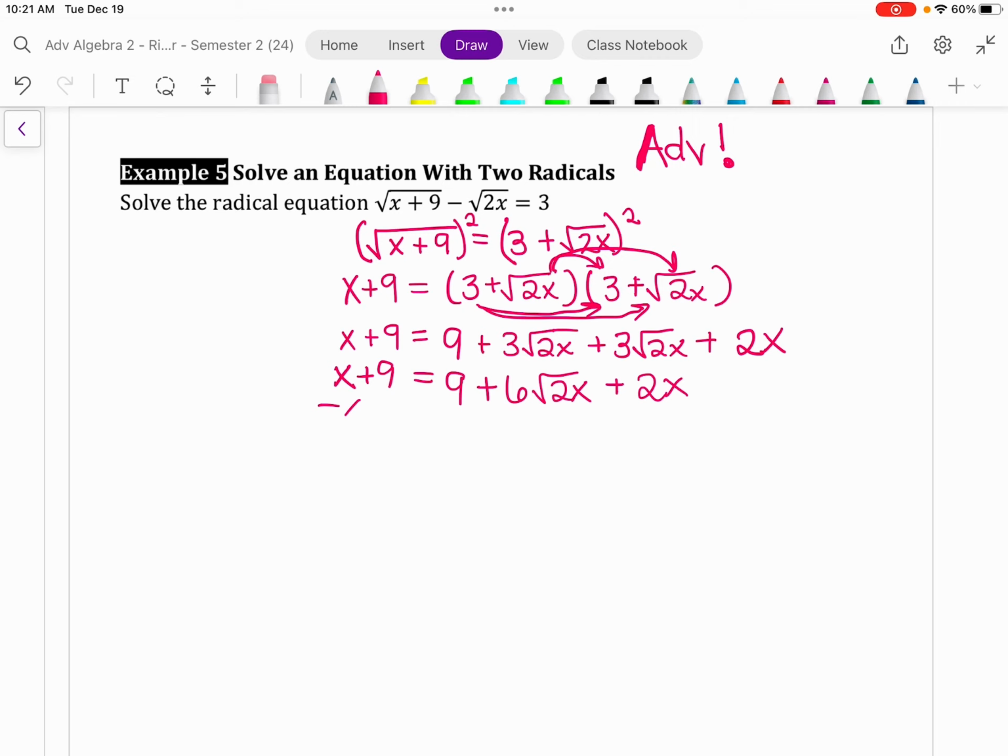Okay, I can subtract x. And then I can subtract 9. So subtracting 9 makes that go away. So I have 6 square root of 2x plus x. All right, so then I would have negative x equals 6 square root of 2x. Okay, then I am going to square that on both sides.